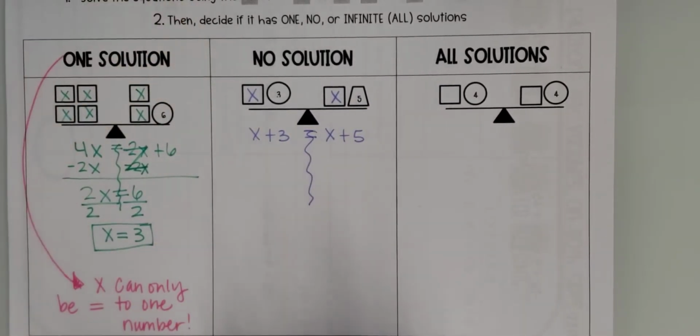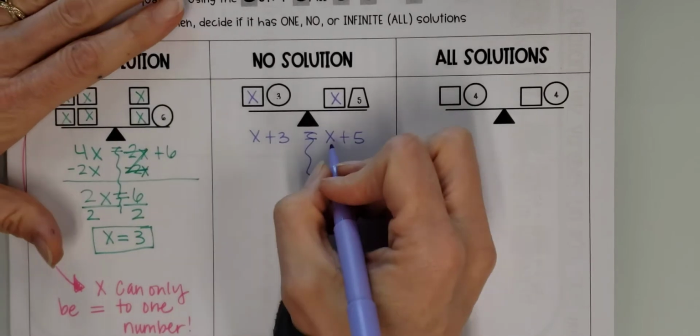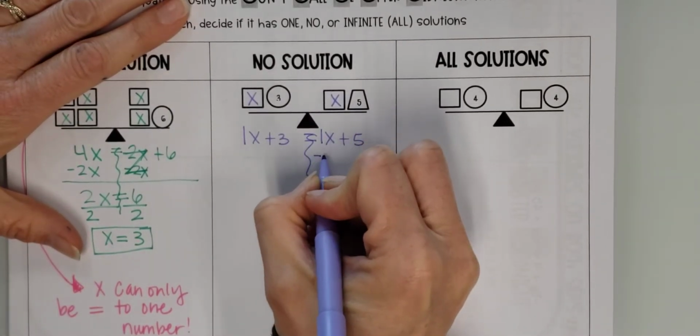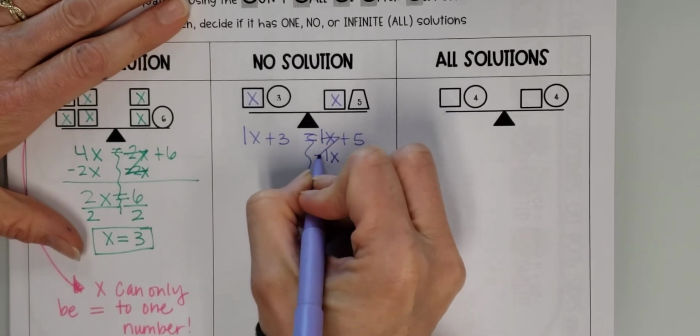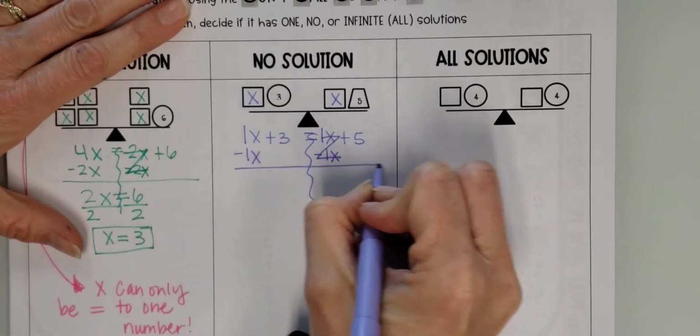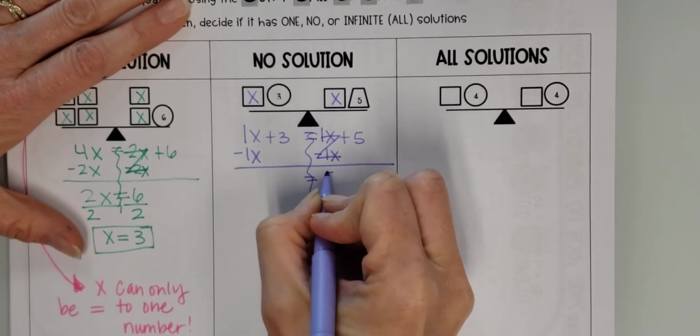So I'm just going to move it over to the left like we always do. So remember, this is a 1 and this is a 1. So I'm going to subtract 1x because I want those to zero out, which means I have to subtract 1x here. Over here, I'm left with 5.